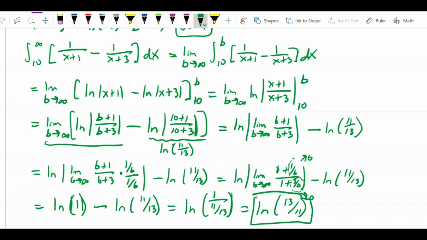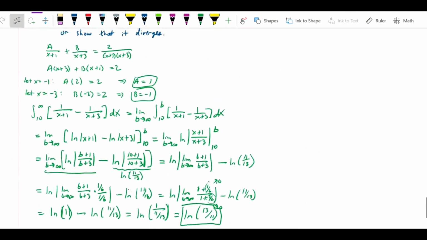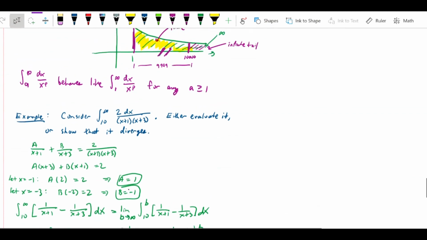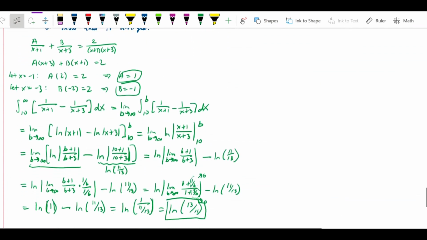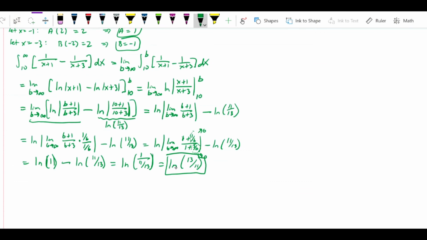Can I even fit this whole thing on one screen? Not really. So there we go. So that's just a review. We went from there to here and got an answer of ln 13 over 11.